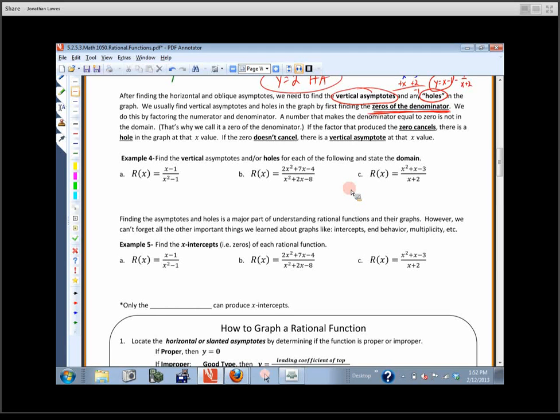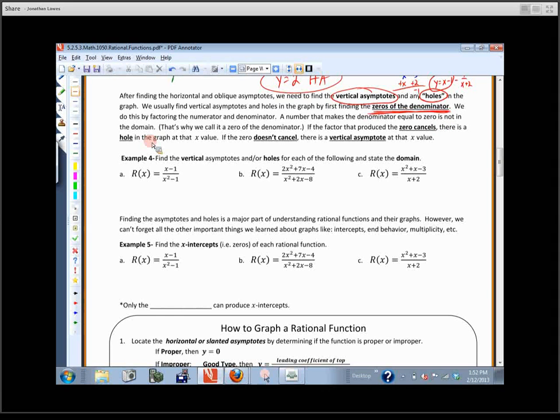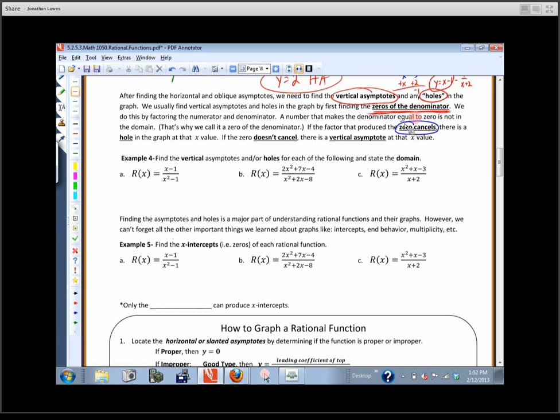Okay? So the number that makes the denominator equal to 0 is not in the domain. That's why we call it a 0 of the denominator. Okay? If that factor that produced that 0 cancels, so I'm going to highlight this, if that 0 cancels, then it becomes a hole. There's a hole in the graph right at that location. And if it doesn't cancel, then we're going to have a vertical asymptote. Now, I realize this is a lot of information. We're going to put this in practice in just a second.